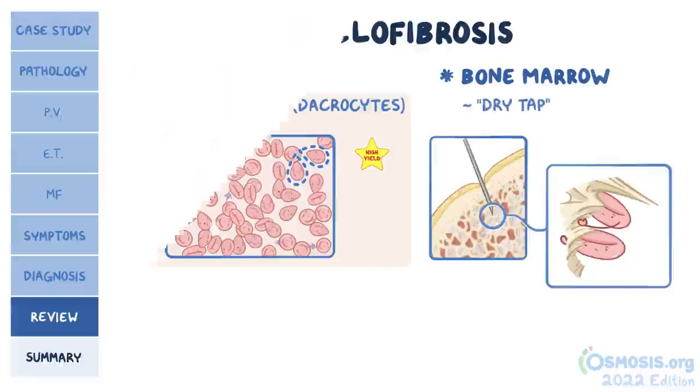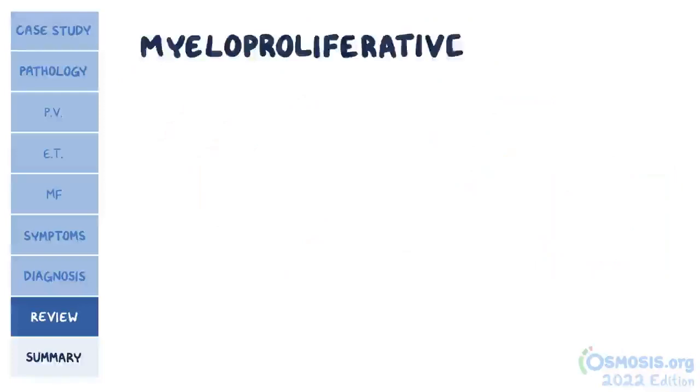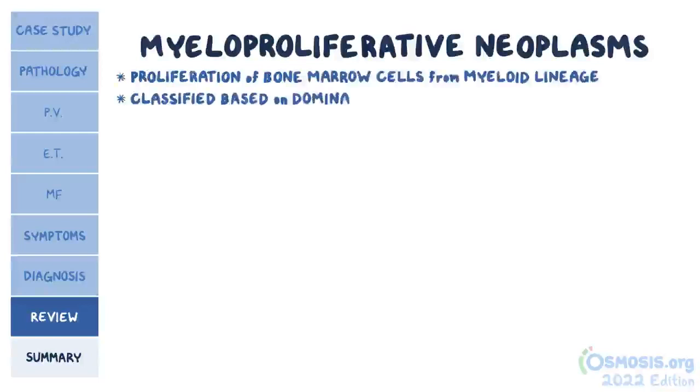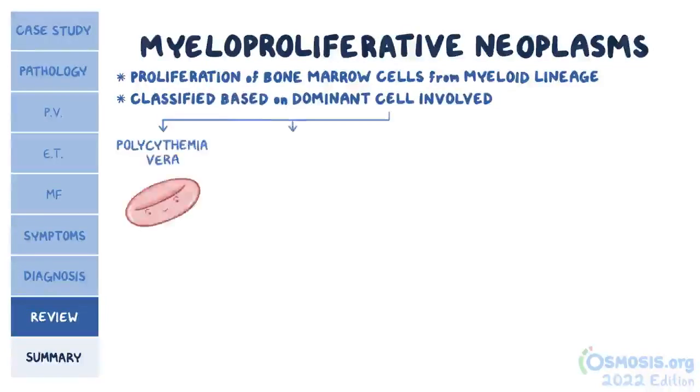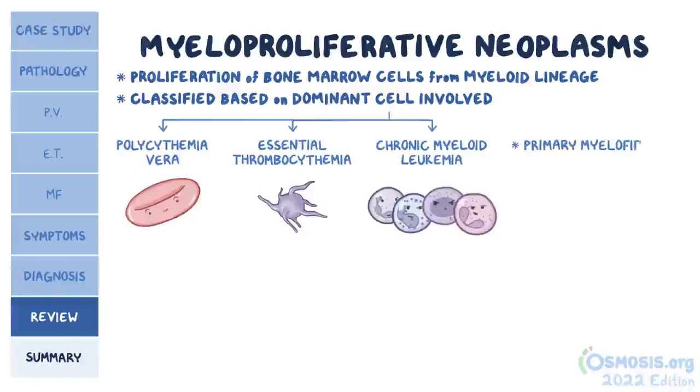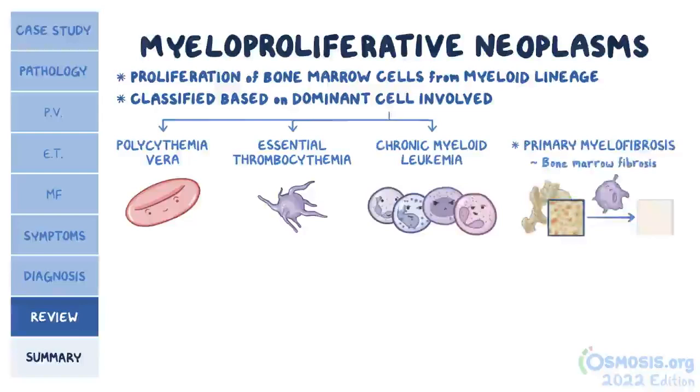Okay, as a quick recap, myeloproliferative neoplasms are a group of malignancies characterized by proliferation of the bone marrow cells from the myeloid lineage. They're classified based on the predominant cell involved. So there's polycythemia vera for red blood cells, essential thrombocythemia for platelets, and chronic myeloid leukemia for granulocytes. There's also primary myelofibrosis, which is characterized by bone marrow fibrosis due to increased megakaryocytes that leads to collagen deposits in the bone marrow.